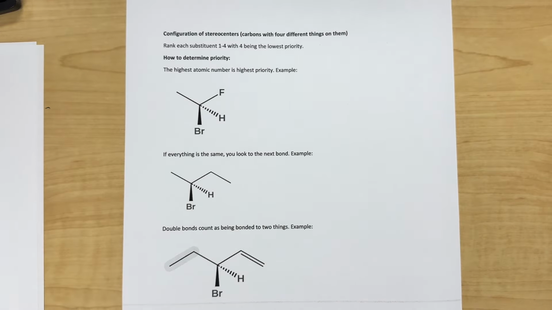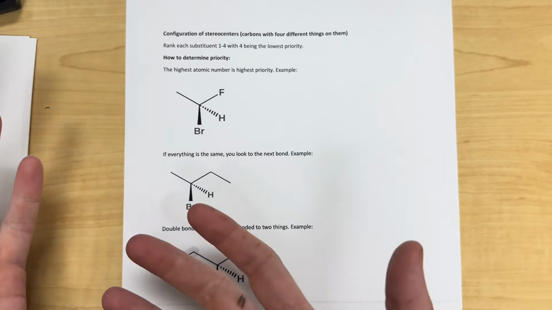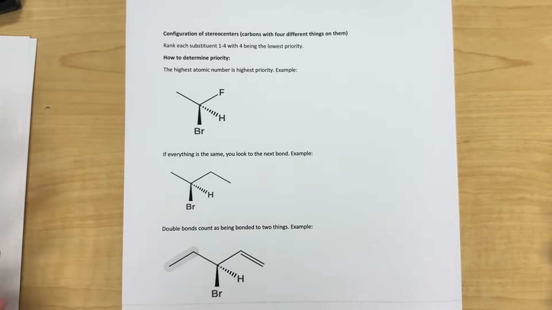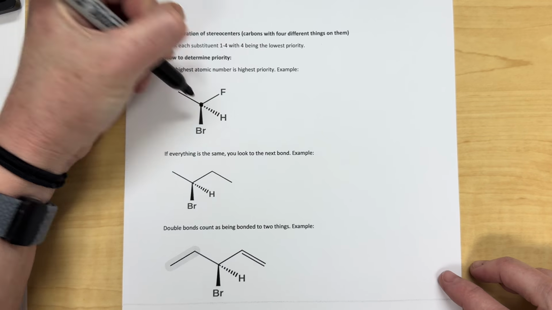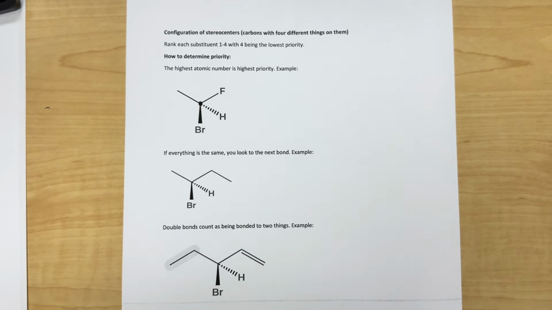Okay, wonderful class. We're going to learn about configuration of stereocenters. In other words, the R and S when you label things R or S, and how to know when to do which. This situation only arises when you have a carbon with 4 different things on it. So for example, this carbon right here has 1, 2, 3, 4 different things on it.